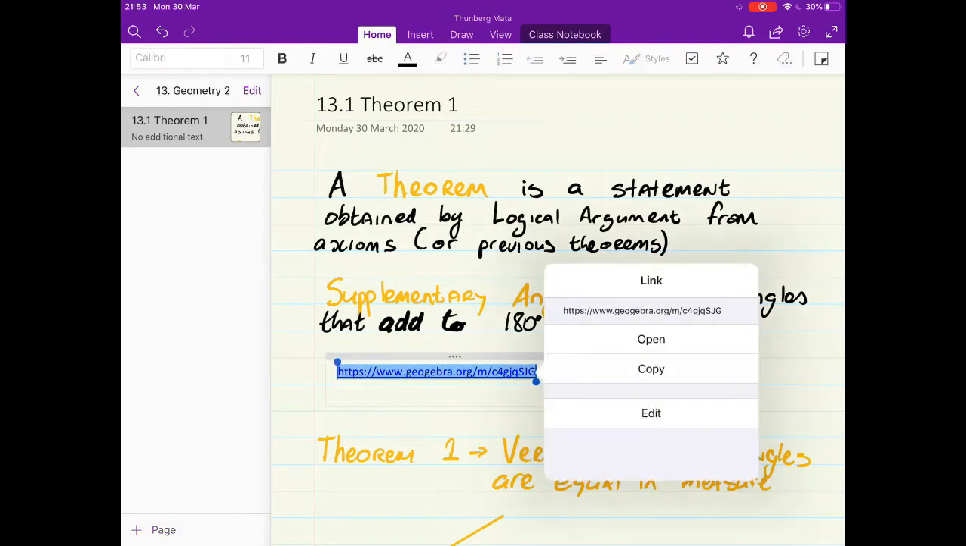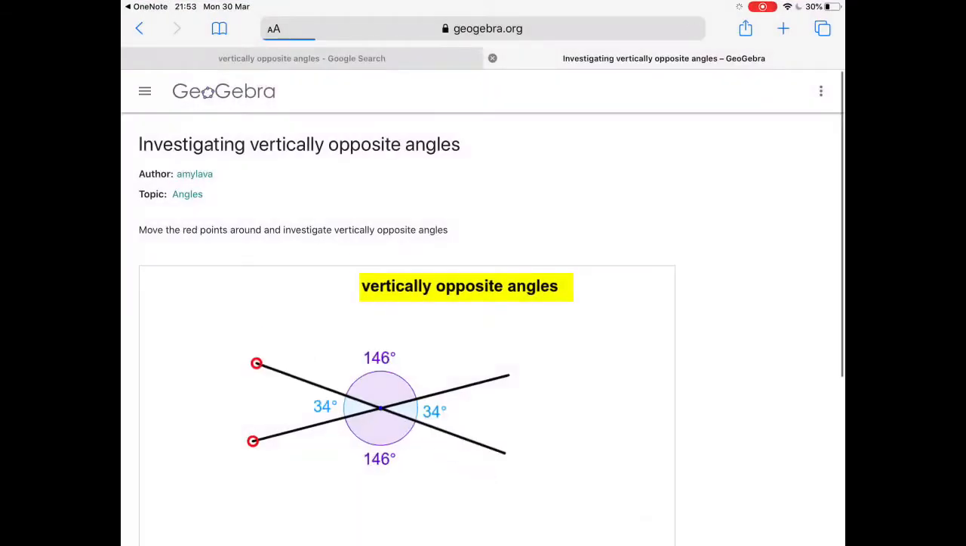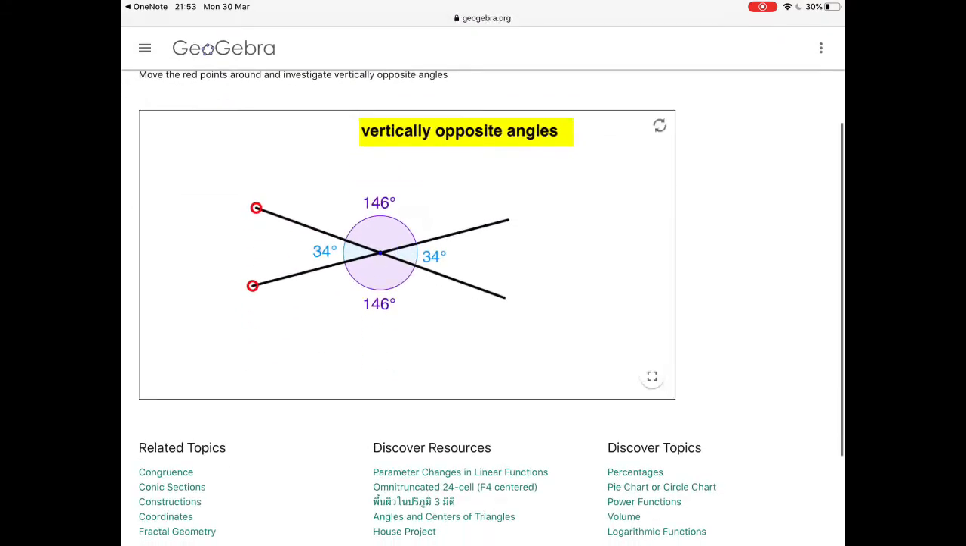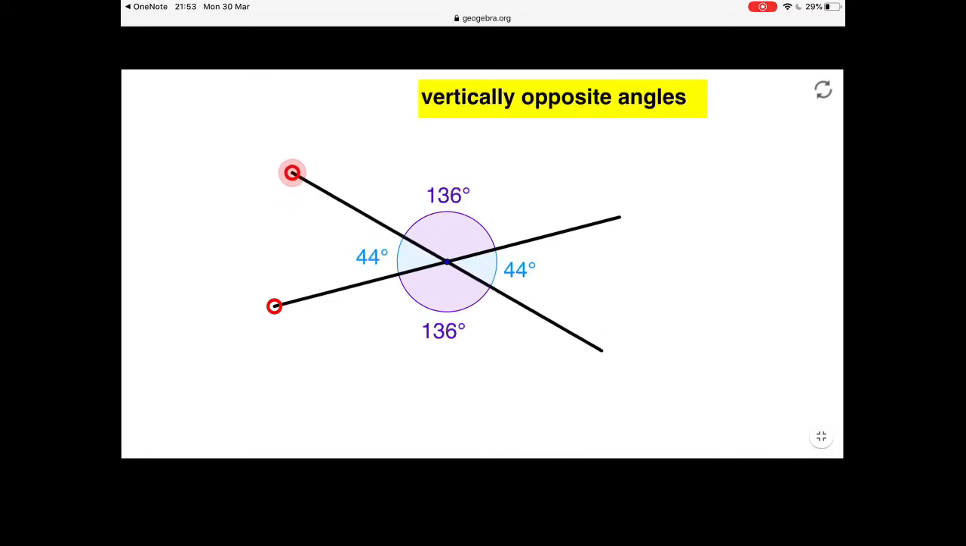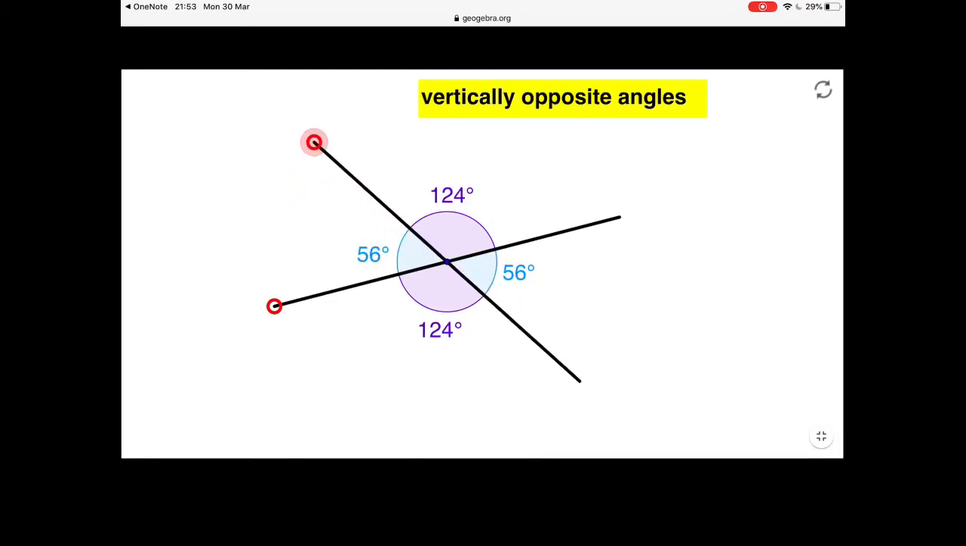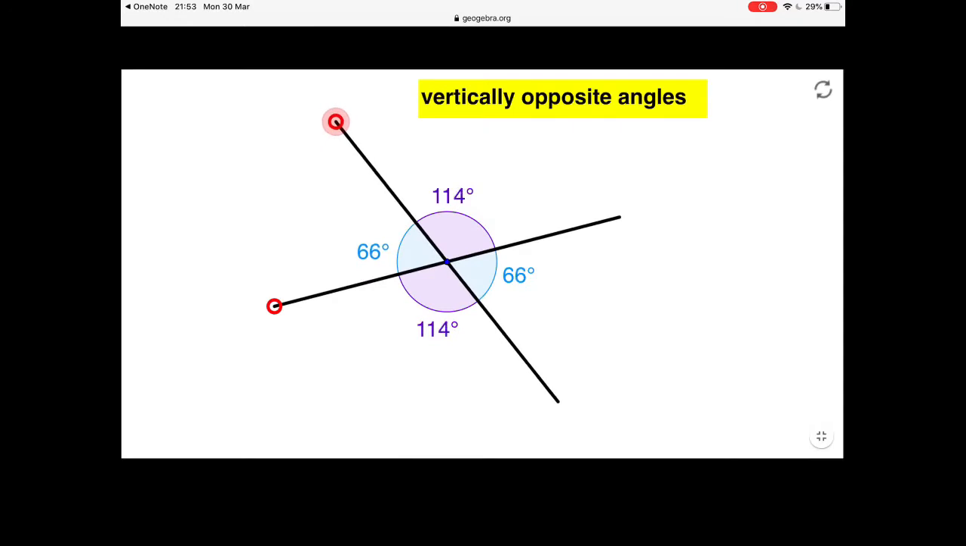We also need to remember that supplementary angles are pairs of angles that add up to 180 degrees. Now, if I click this link and I follow it, it'll bring me to a GeoGebra applet. On this applet, we notice that we have a 146 degree angle at the top and a 146 degree angle at the bottom. And left and right, we have 34 degrees.